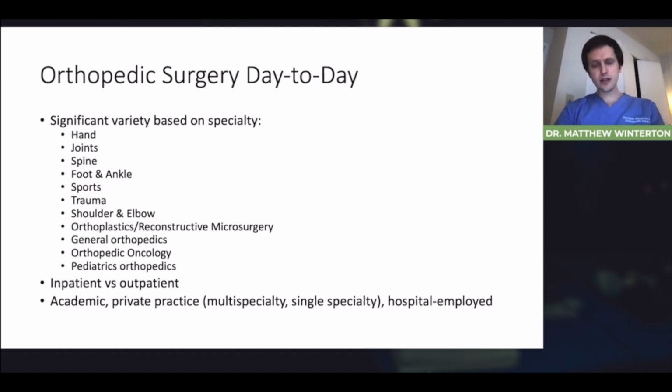And then finally, there are multiple types of practices, and it's largely up to you which type of practice you wish to join. You can do academic medicine, where you work at a major academic medical center. And typically, academic orthopedic surgeons are subspecialized, and there may be multiple subspecialists within your own department. You can still go into private practice. Private practices can be multi-specialties. So you may have any of these varieties of specialties in your practice, or it could be single specialty.